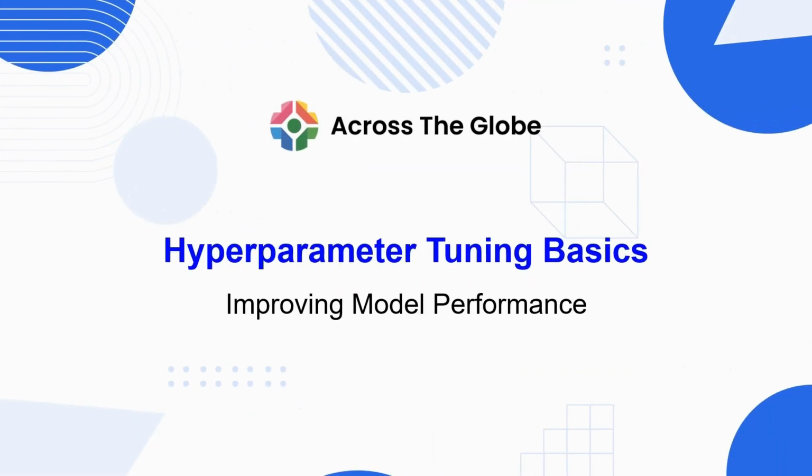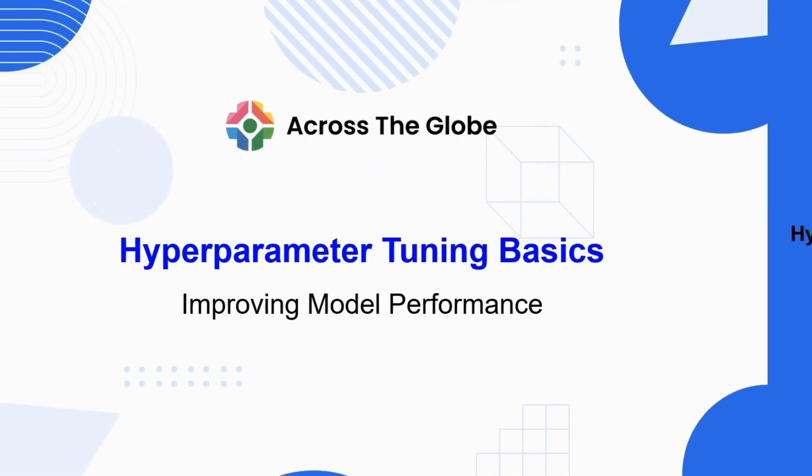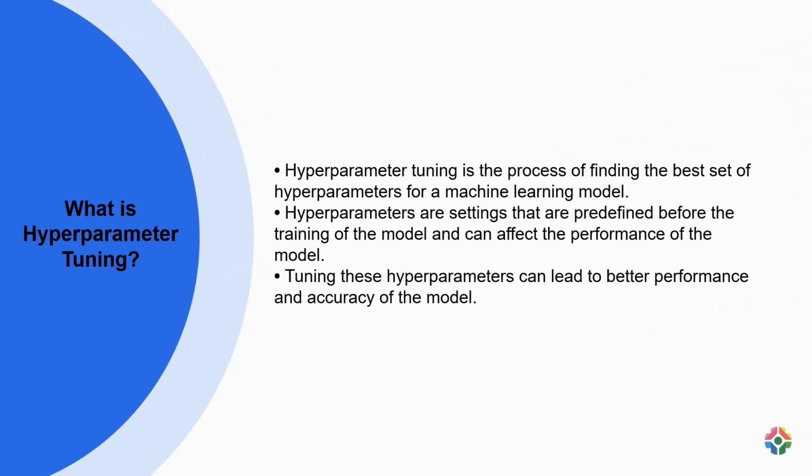Today we will learn about hyperparameter tuning basics. Hyperparameter tuning involves optimizing predefined settings, known as hyperparameters, to enhance a machine learning model's performance. These hyperparameters influence how the model learns and makes predictions. By adjusting these hyperparameters, such as learning rate or regularization strength, the model's accuracy and effectiveness can be improved.